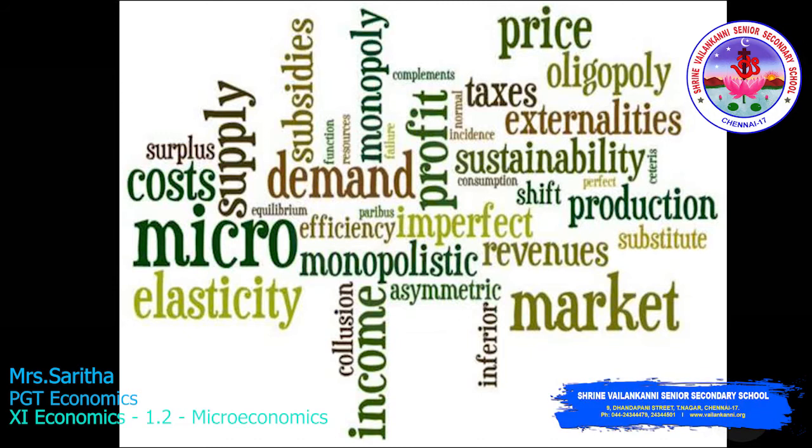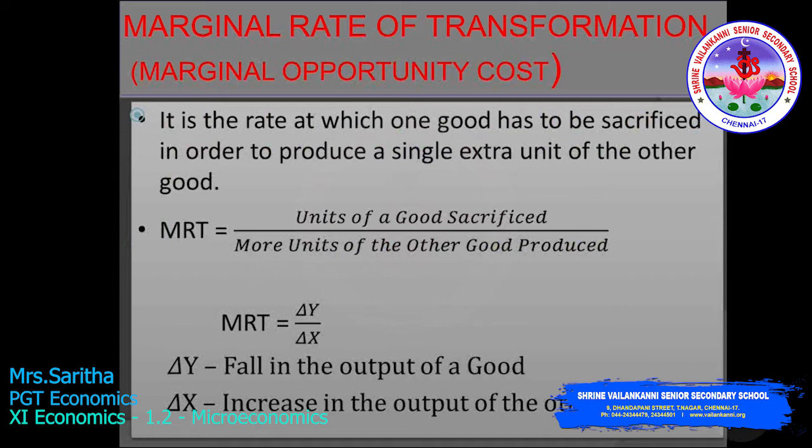In today's class, we are going to continue with microeconomics: marginal rate of transformation and marginal opportunity cost. It is the rate at which one good has to be sacrificed in order to produce a single extra unit of the other good. So, MOC, that is marginal opportunity cost, refers to the number of units of a commodity sacrificed to gain an additional unit of another commodity.